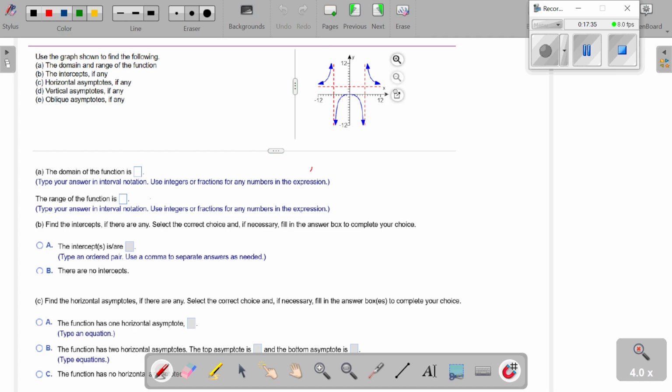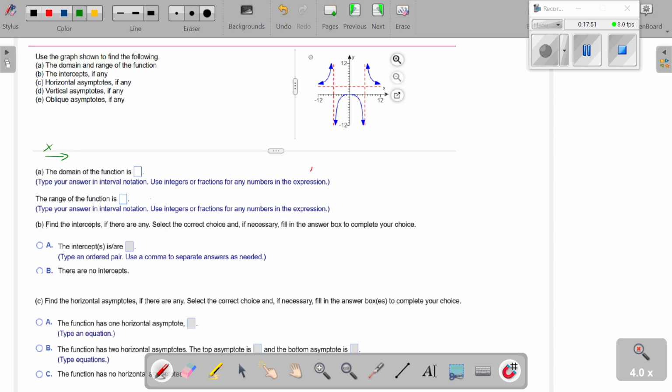Okay, next question. We're given this graph of a rational function. First, we want to find the domain. For the domain, we need to move from left to right and look for the x values.